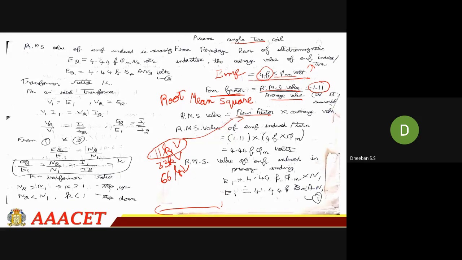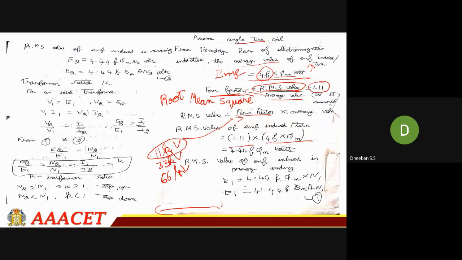Now I'll be continuing with the derivation. What we need is this RMS value, so you have to multiply this form factor into your average value. This is your average value, so we'll be applying it over here and multiplying with your form factor.